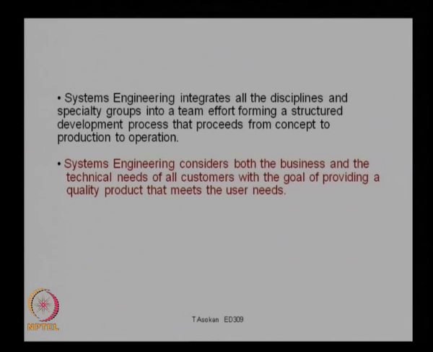In the previous class, we saw that system engineering integrates all the disciplines and specialty groups into a team effort, forming a structured development process that proceeds from concept to production to operation. So if you apply these principles of system engineering, we can have a structured design process which starts with the development process and proceeds from concept to production to operation of the system, and it considers both the business and the technical needs of all customers with the goal of providing a quality product that meets the user needs.